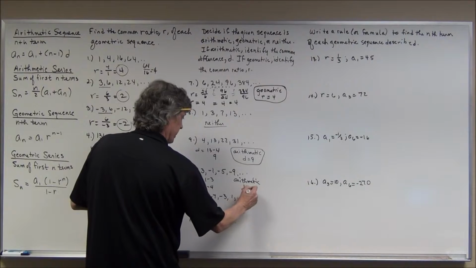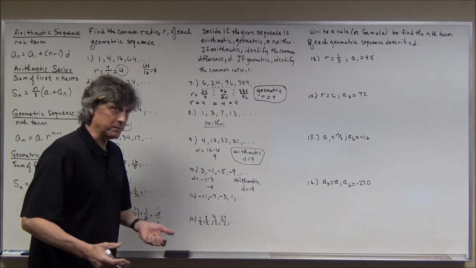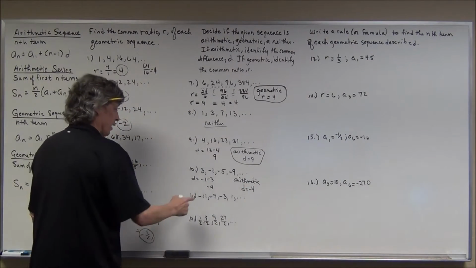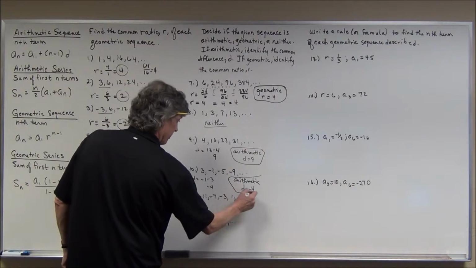And my common difference is negative 4. Sometimes the common difference is positive, sometimes the common difference is negative. All right, next one up. There's my answer there, by the way.